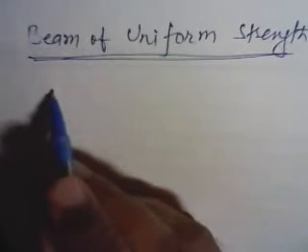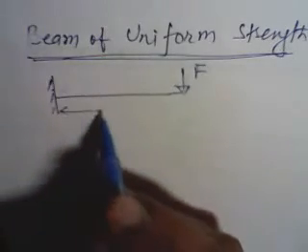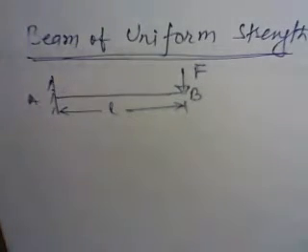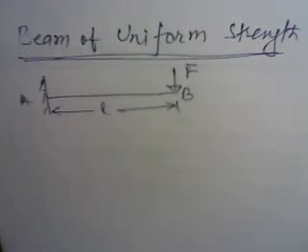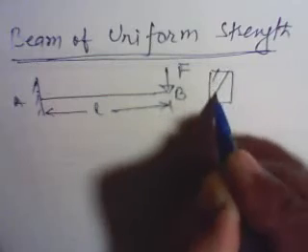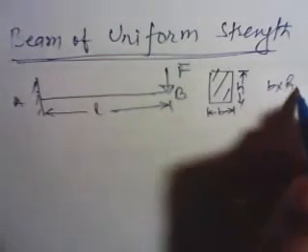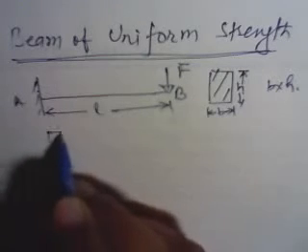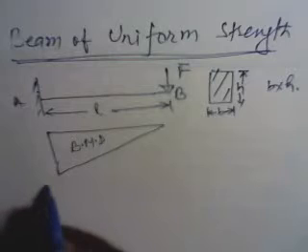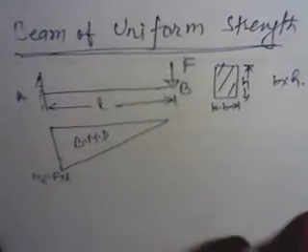Let us consider a cantilever of length L subjected to a transverse load of F at its free end B. The cross section is assumed to be B cross H. The bending moment of this cantilever is varying like this, where MA at point A is F into L, that is the maximum bending moment.